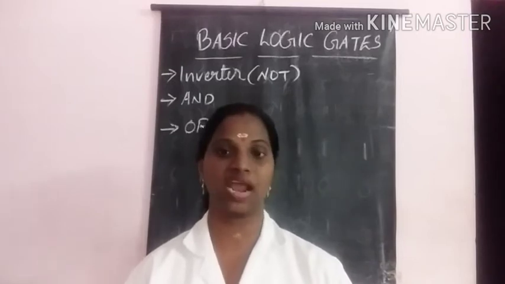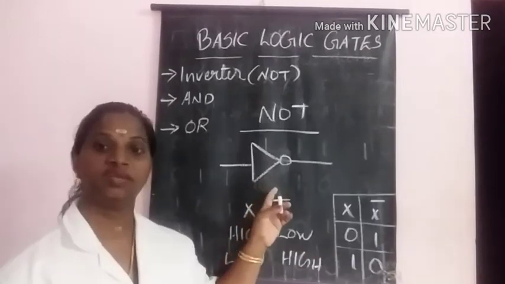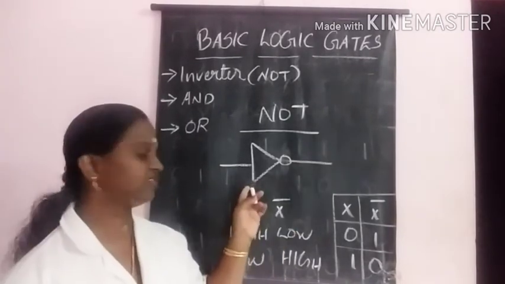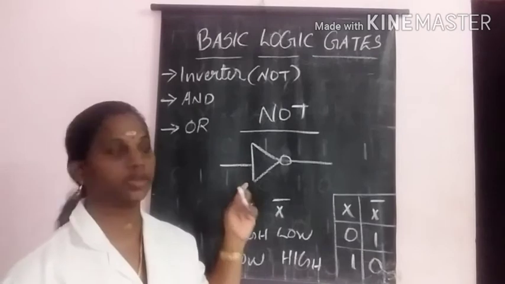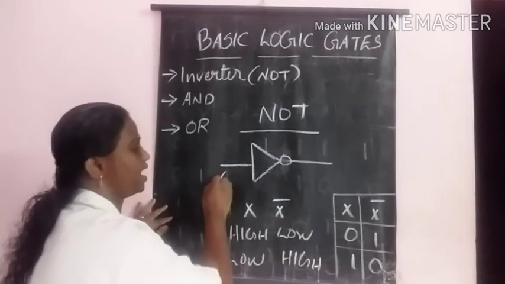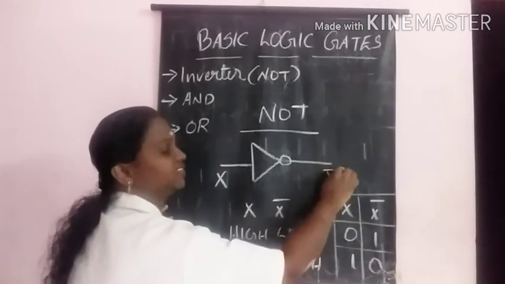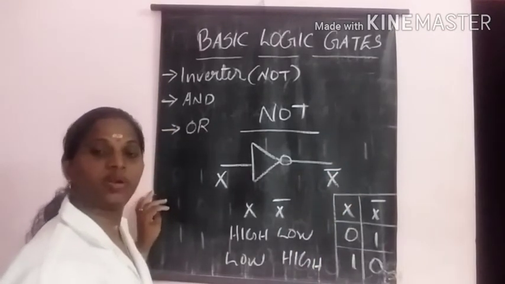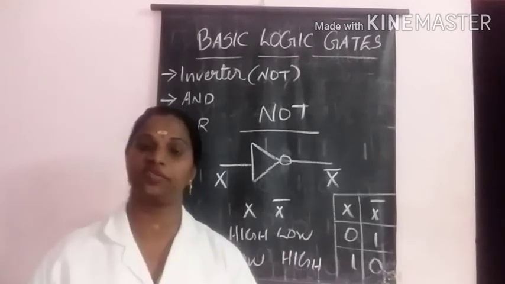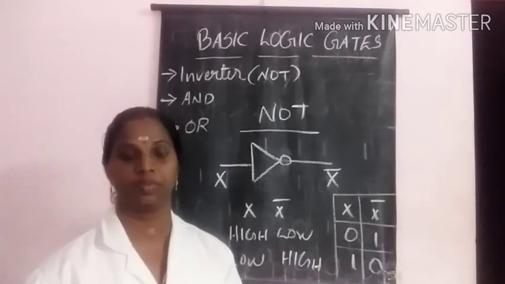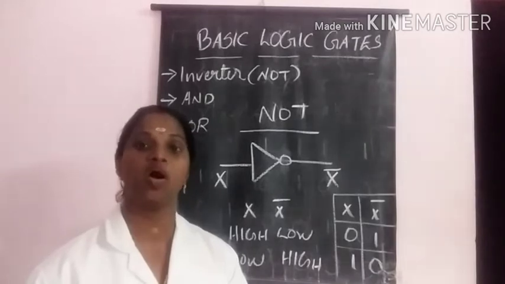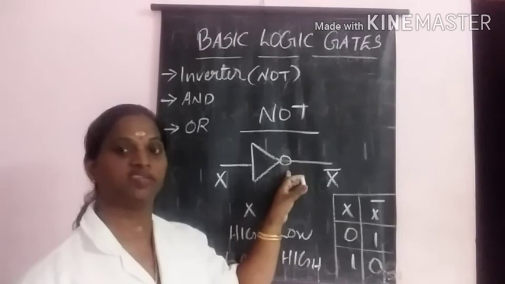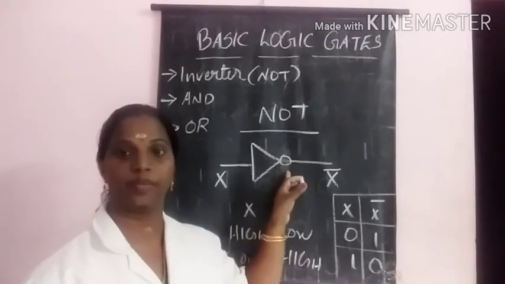So let us start with the NOT gate. This is the logic diagram for the NOT gate. When you give the input x, you will get the output x bar. X bar means complement. That means the NOT gate always gives the opposite of the input signal. Can you see this bubble? This means complement.